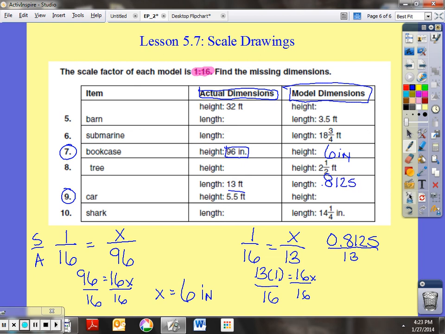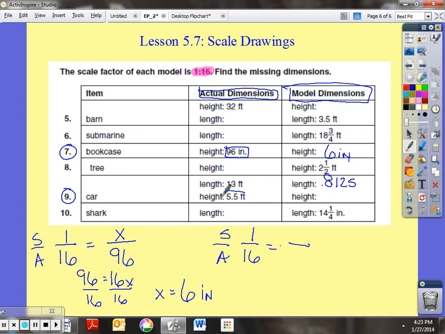Now the height of the car, and again, I'm going to use the same ratio. I can use 1 to 16, that same thing. And now, again, I'm comparing the scale to the actual. Well, they give me the dimensions of the actual height of the car. This is the scale. We don't know the actual height of the scale model, so we'll put an H there. This is 5.5. So now I have 5.5 equals 16 times h, divide both sides by 16.